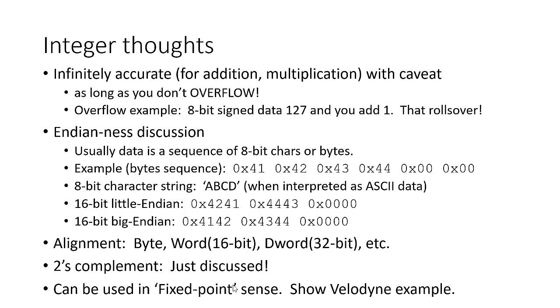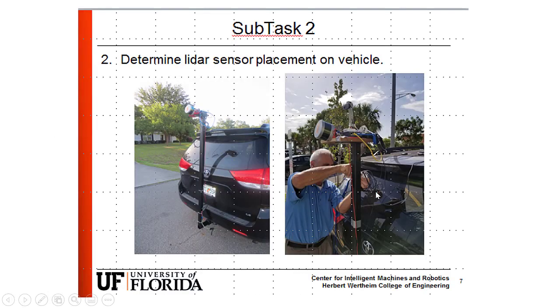And as far as the fixed point sense, we can show a Velodyne example now. So Velodyne, that's the puck that I have here in this view, and that puck is going to be looking down at the ground. That's what this particular project was. So we were looking at the ground and trying to figure out some things from that. So this is a LiDAR, the Velodyne LiDAR.